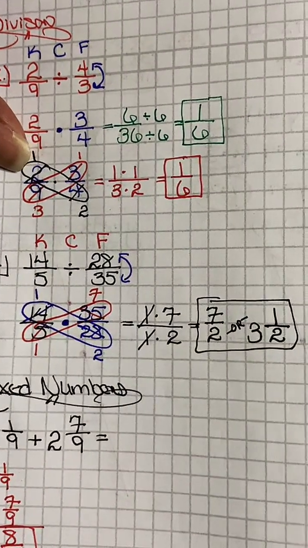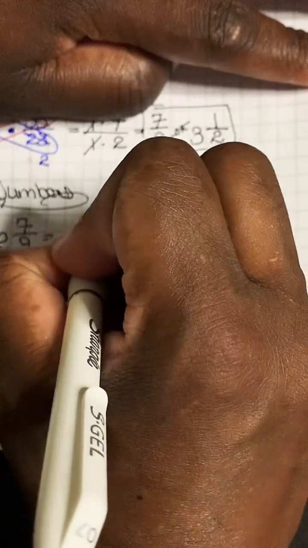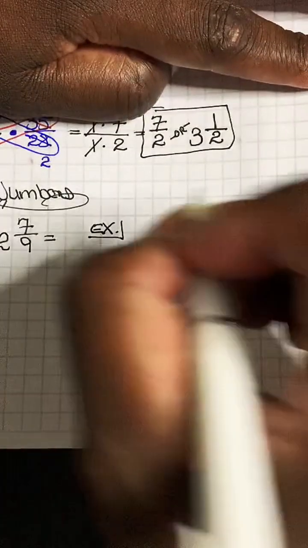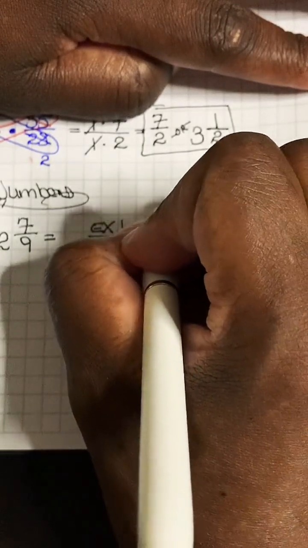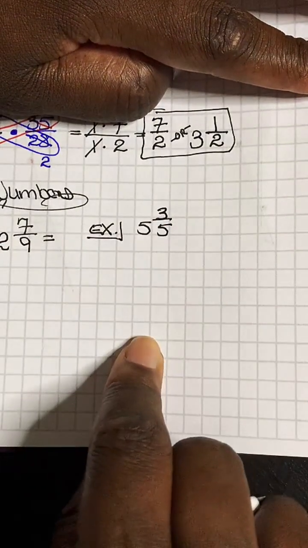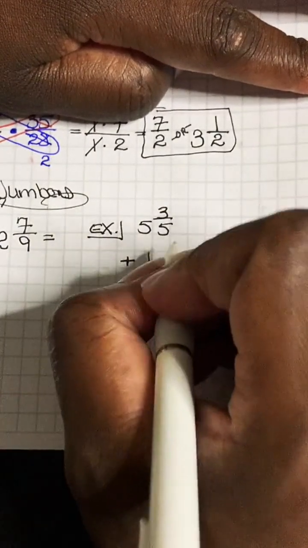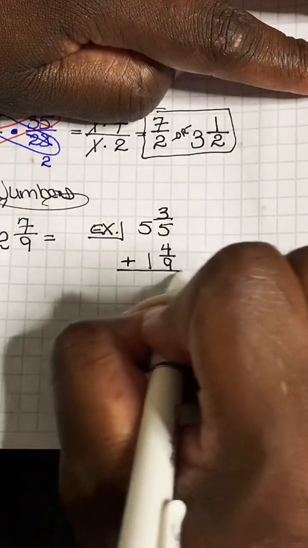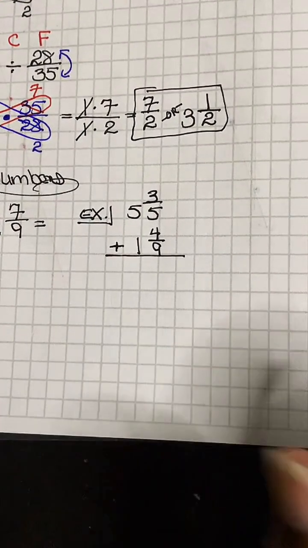Now, what happens if our denominators are not the same? I'm going to do it vertically. If you ever see it horizontally, you could always rewrite it vertically, because I think we're so used to seeing numbers up and down. So I've got plus 1 and 4/9. Okay, now don't freak out.